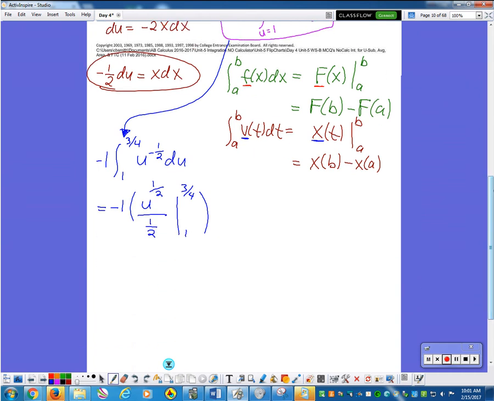So now I do exactly what I just said to Haley. I'm just going to take this right here, Haley. I'm going to plug in these two values. So we've got -1, parentheses. Oh, let's fix this. Say it out loud. U to the 1/2 is the same thing as? Square root. Dividing by 1/2 is the same as multiplying by 2. So what I really want to do is say 2 square root of u from 1 to 3/4.